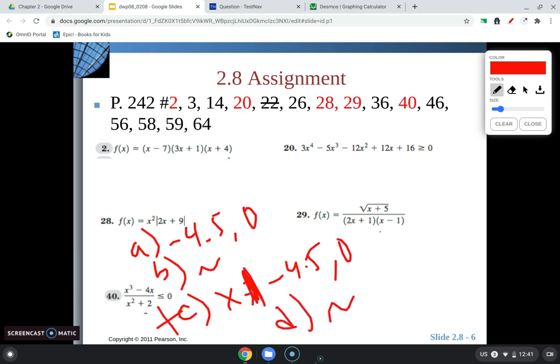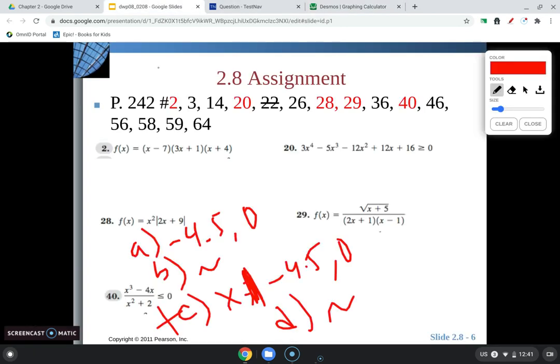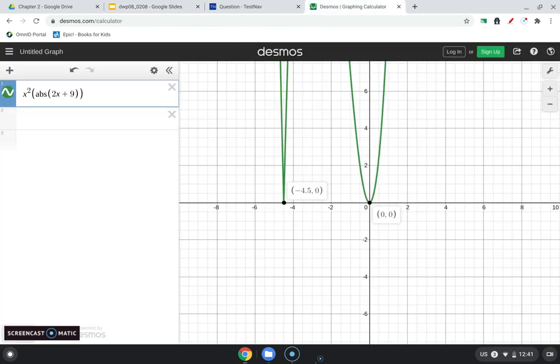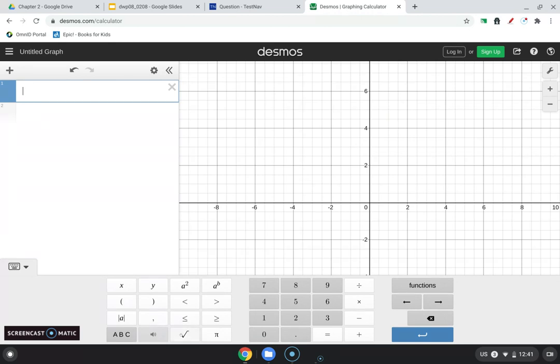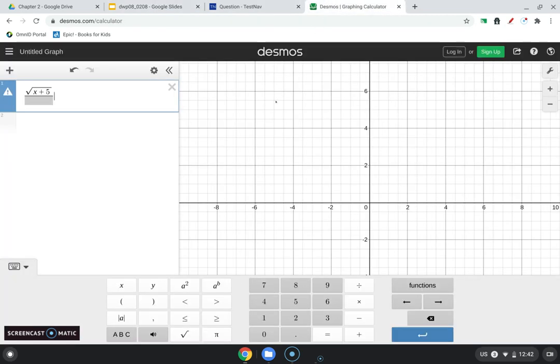And then D, it's never negative. Is that making sense? Looking at those with Desmos, going through. I believe 29 is the same question. So positive, negative, undefined, and the zeros. Here we go. Square root of x plus 5 divided by 2x plus 1 times x minus 1.